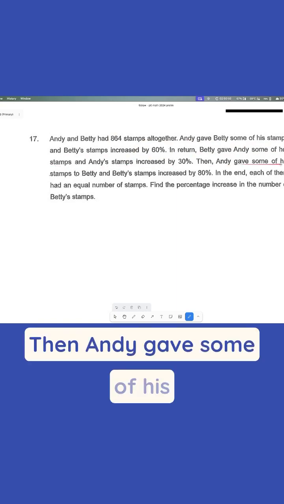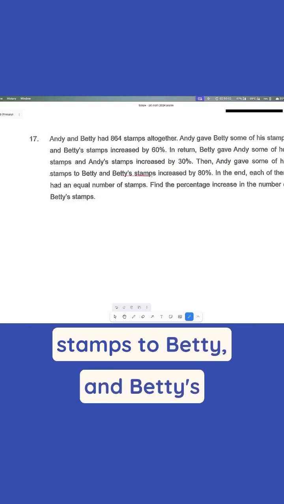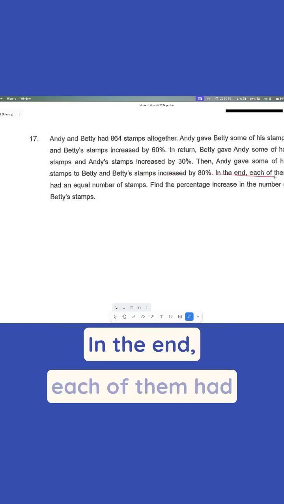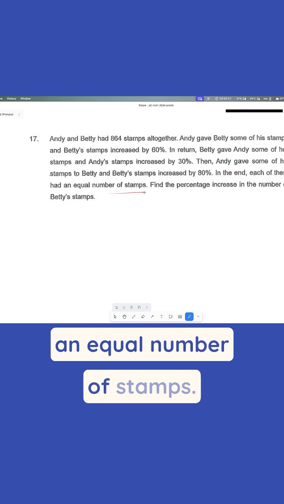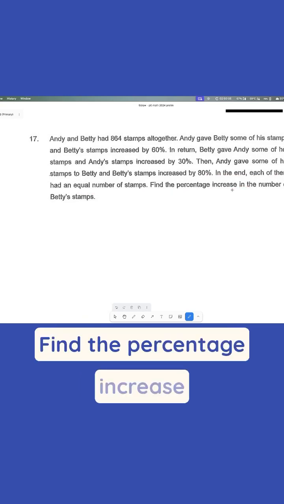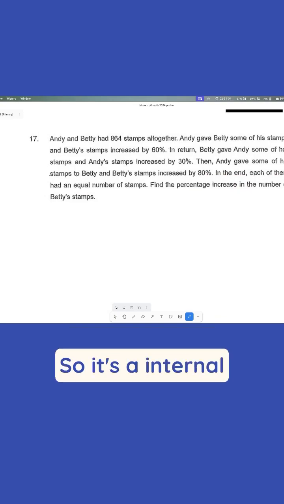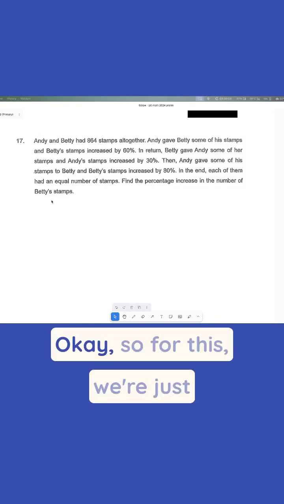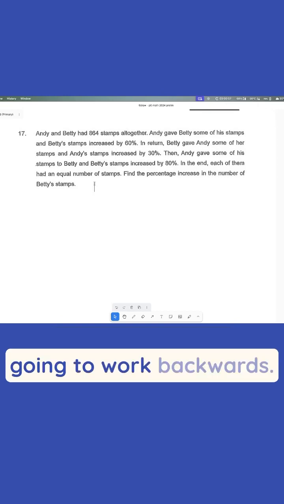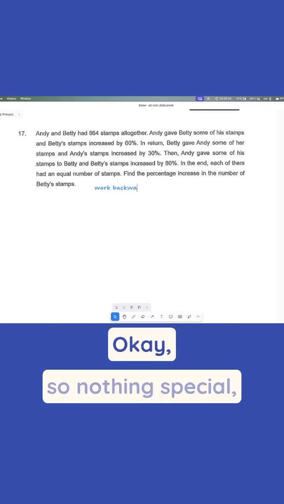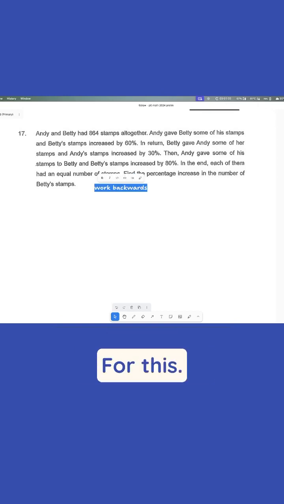Then Andy gave some of his stamps to Betty, and Betty's stamps increased by 80%. In the end, each of them had an equal number of stamps. Find the percentage increase in the number of Betty's stamps. So it's an internal transfer kind of thing. For this, we're just going to work backwards. Nothing special, to be honest.